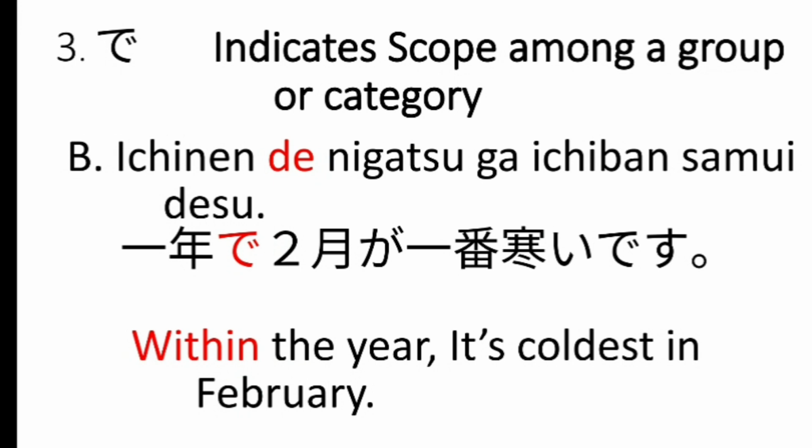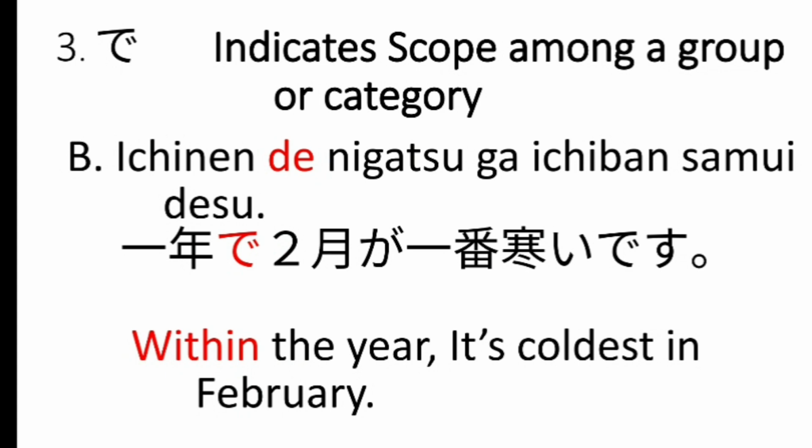Okay, so what is the category? It's time. So the category in that group is the whole year, within the year. So within the year, we have 12 months, right? We have 12 months. So which is the coldest? Within the year, it's coldest in February. In this case, this is in Japan. Within the year, it's coldest in February.